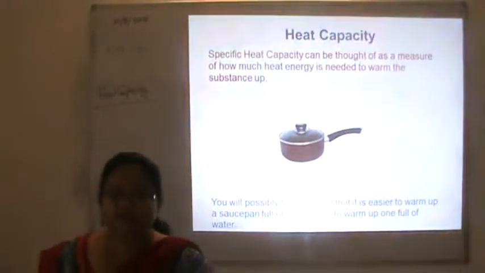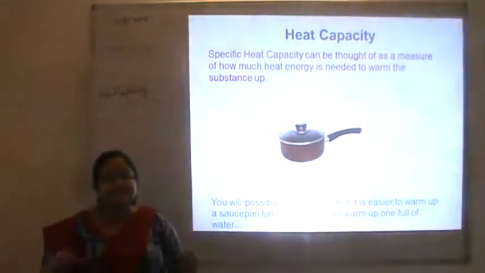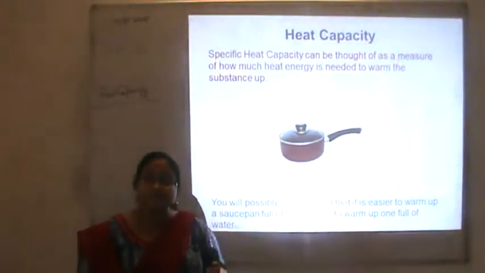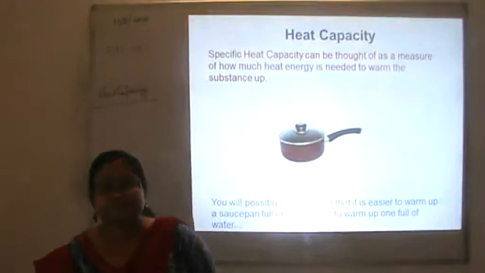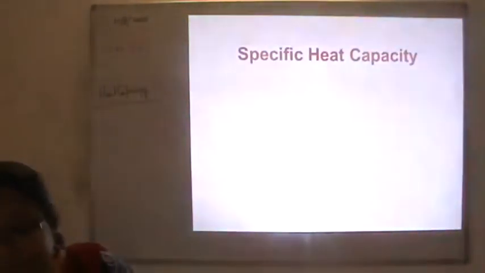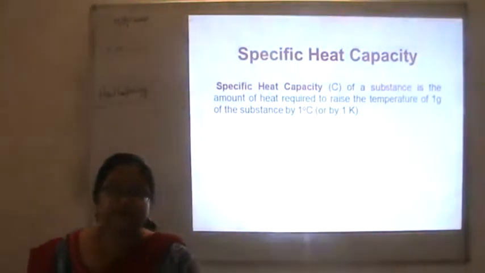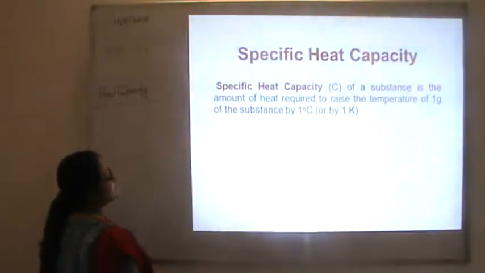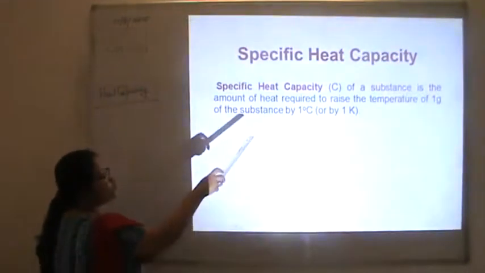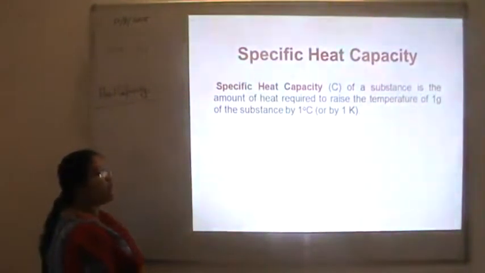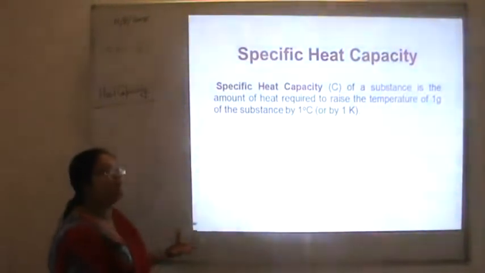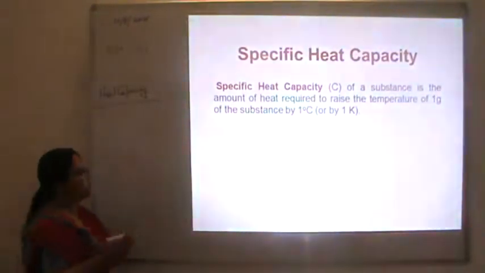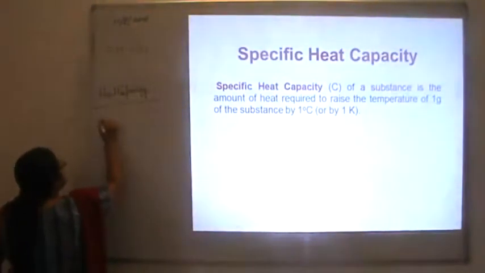You will possibly have noticed that it is easier to warm up the saucepan full of oil than it is to warm up the saucepan full of water. So why? What is specific heat capacity? The specific heat capacity of a substance is the amount of heat required to raise the temperature of 1 gram of the substance by 1 degree centigrade or 1 Kelvin.